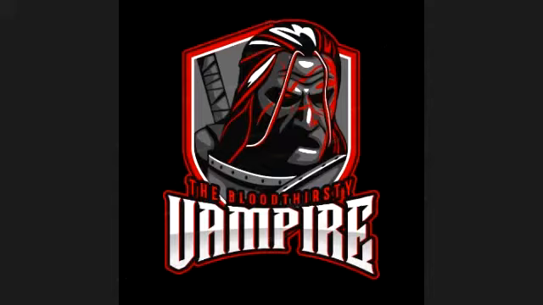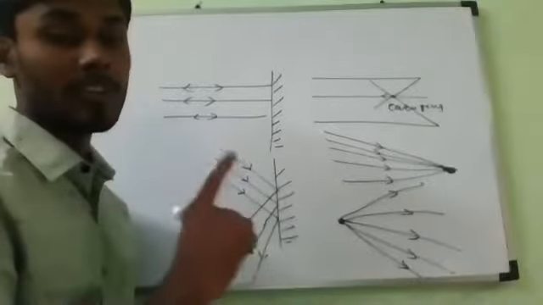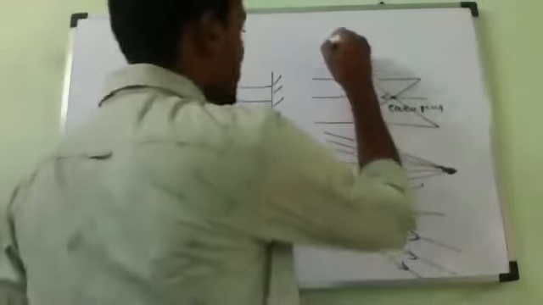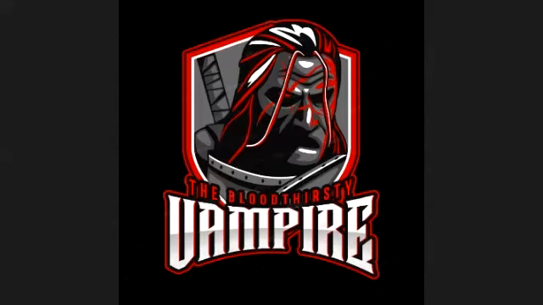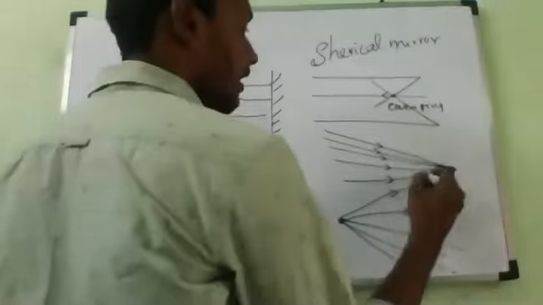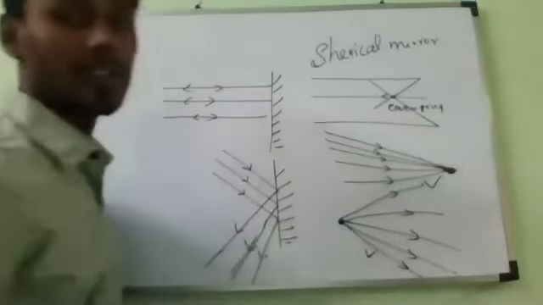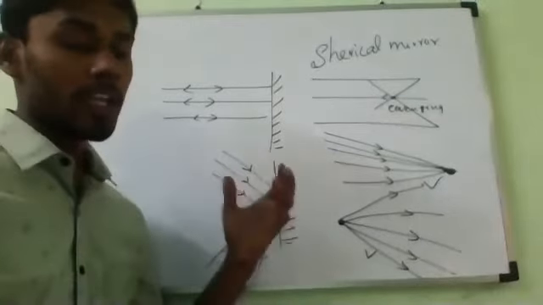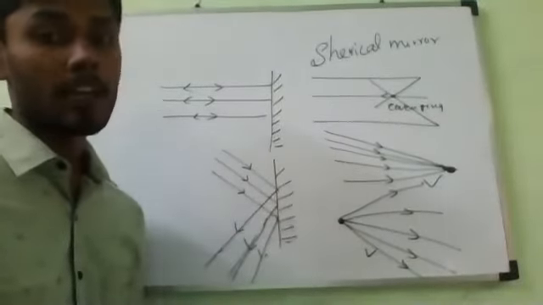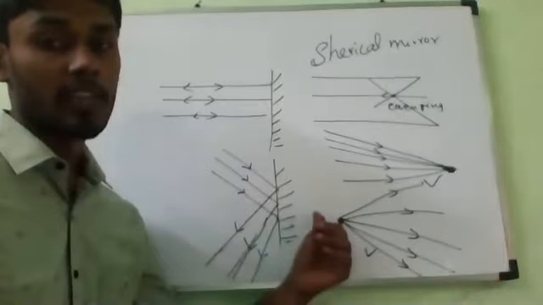So to converge and diverge, we will describe and study with the help of spherical mirrors. Remember, spherical mirrors either converge the light or diverge the light. So we can converge or diverge the parallel rays of light which fall on them.